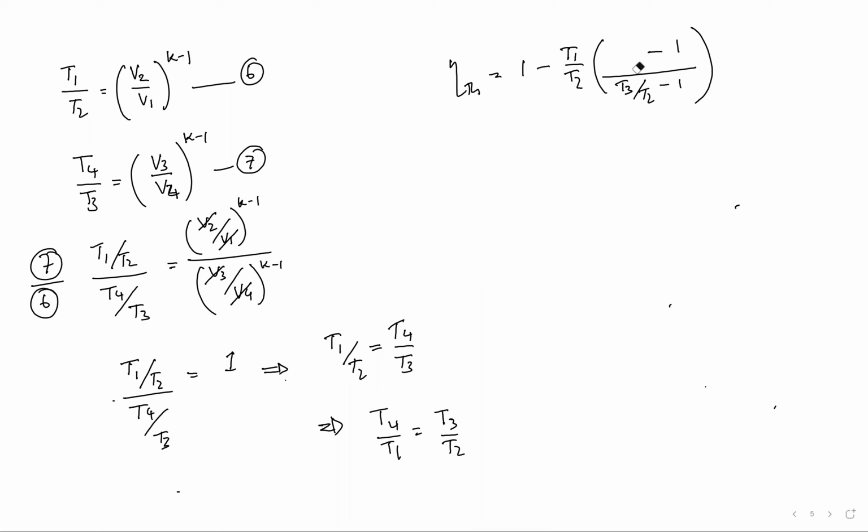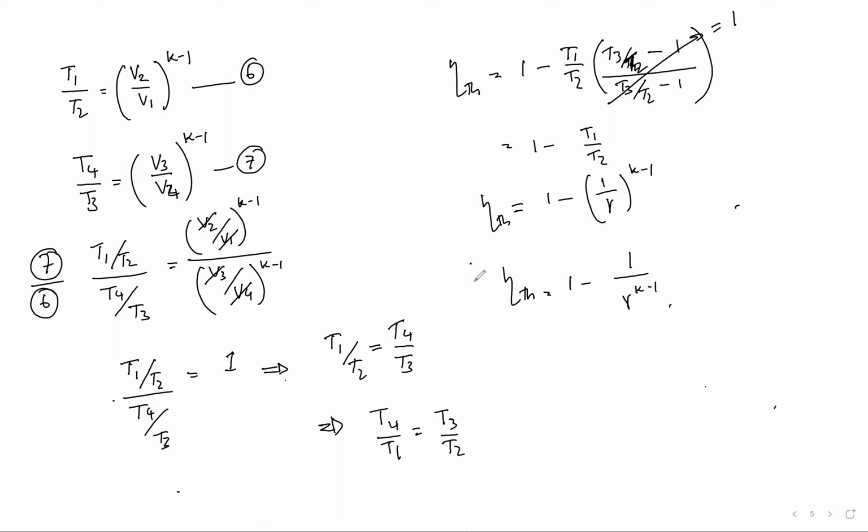I can write T3 over T2, so this is equal to 1. So we have 1 minus T1 over T2, which is nothing but 1 minus 1 over R to the power K minus 1. So the thermal efficiency can be written as 1 minus 1 over R to the power K minus 1. So this is the Otto cycle efficiency.